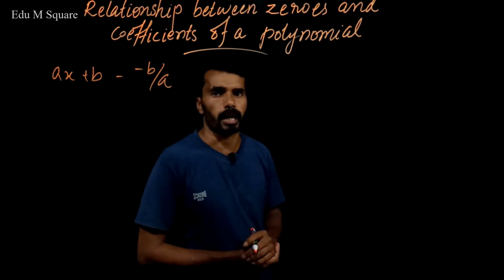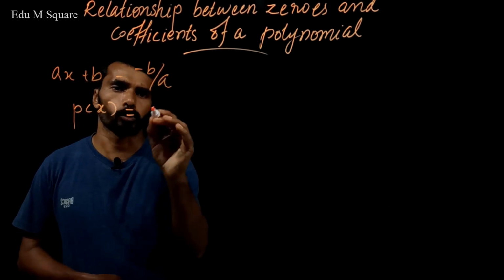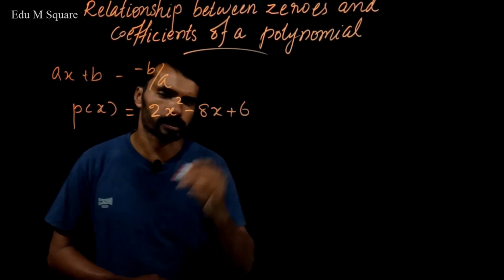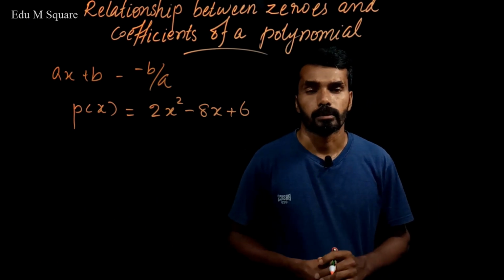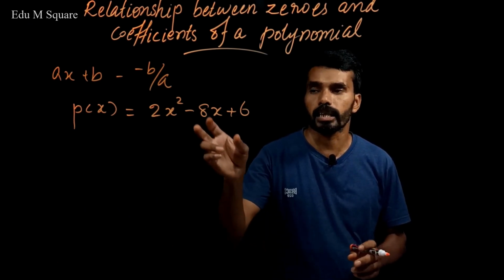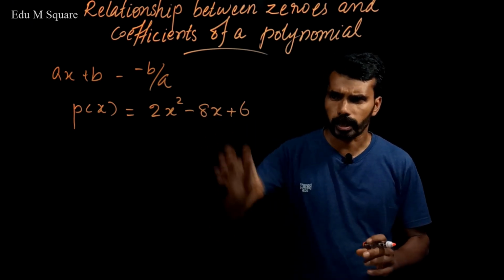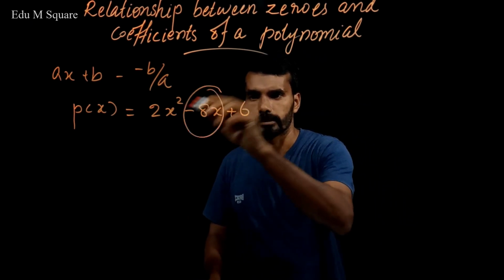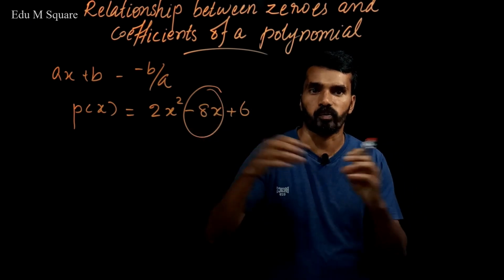Let us consider a quadratic polynomial P of x is equal to 2x square minus 8x plus 6. We have learned to factorize this polynomial by splitting the middle term. So here the middle term is minus 8x. We are going to split this middle term to factorize this.